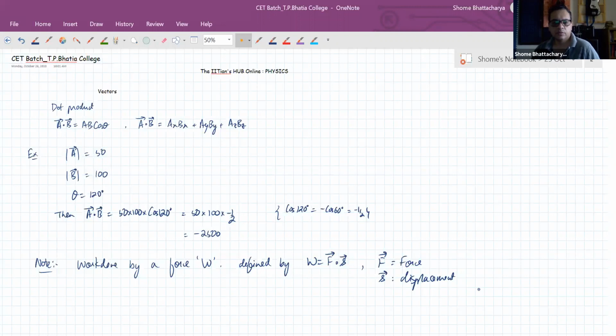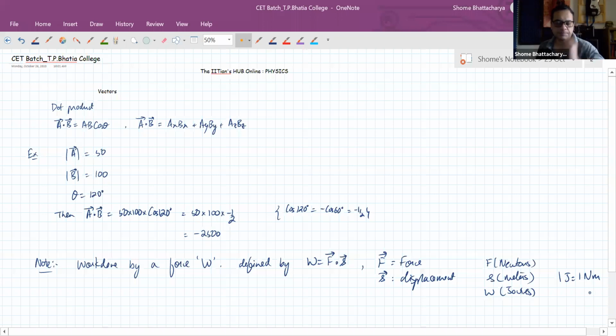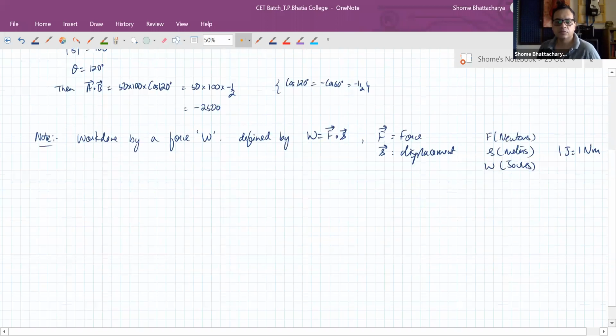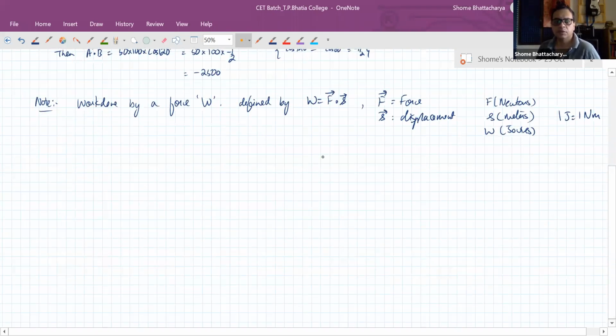But here we can take a quick look at the definition of work done, since we are doing dot product. So definition of work done by a force through a displacement S is nothing but dot product of force and displacement. As you know, force will be expressed in newtons, displacement in meters in the SI system. So work done gets expressed in joules. So 1 joule is equal to 1 newton meter. That is the relationship between the units. Okay. So let's look at an example of the practical application of dot product for work done by a force.